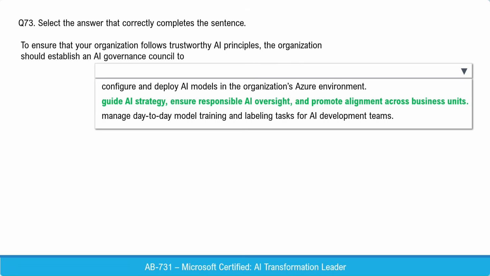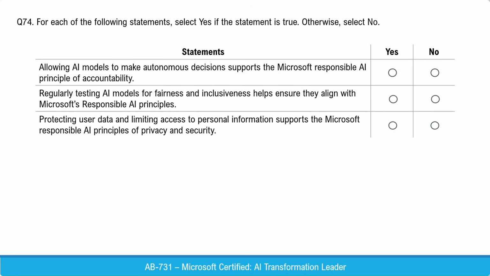Looking at other options, the option about configuring and deploying AI models is a technical responsibility handled by engineering teams. The option about managing day-to-day model training and labeling is an operational task handled by data scientists, not the AI governance council. So the key takeaway is that governance is about strategy, oversight, and alignment, not execution. That's why the correct answer is to guide AI strategy, ensure responsible AI oversight, and promote alignment across business units.